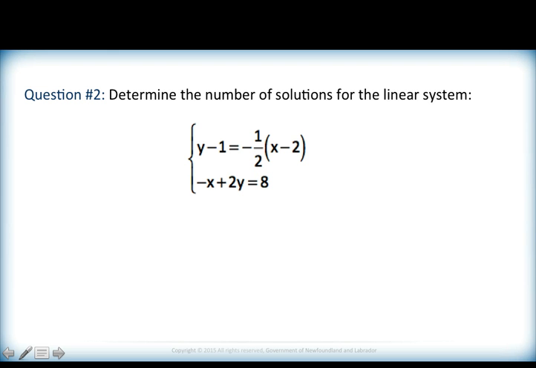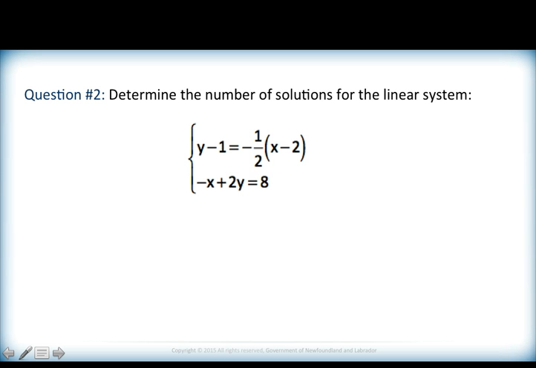Question 2. Determine the number of solutions for the linear system. y subtract 1 equals negative 1/2 (x subtract 2). This is in slope-point form. Negative x plus 2y equals 8. And that form is unknown. It is not general form, slope-intercept form, or slope-point form.